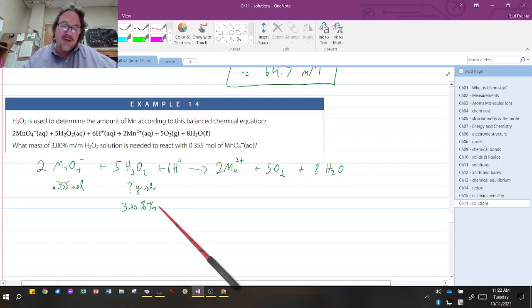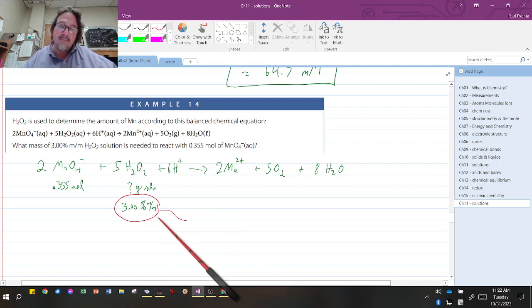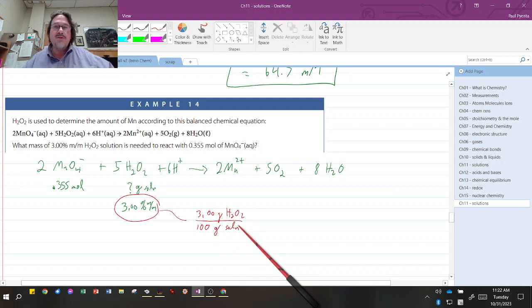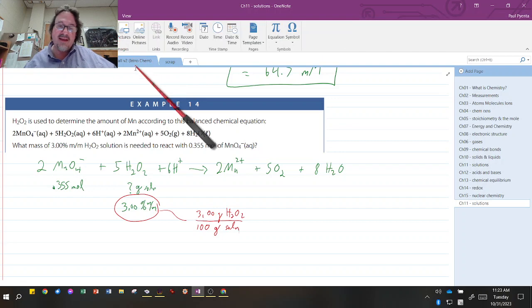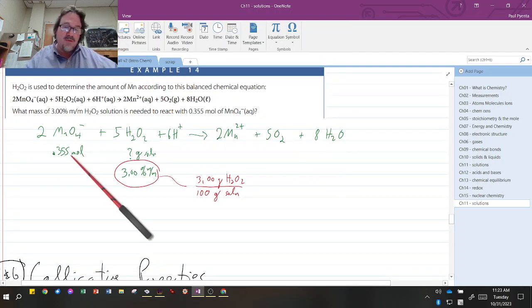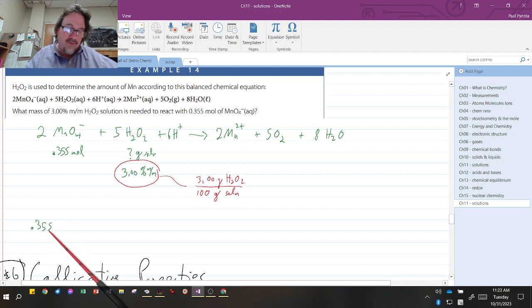I've got a concentration here. Let's go ahead and interpret what that means. This is a percent by mass, so that means 3.00 grams of the solute, H2O2, per, and this is a percent, so that means per 100 grams of the solution. So now I can use that as a conversion to go between grams of peroxide and grams of the solution. And that should be pretty much everything I need now to solve this problem. Start with what you know. 0.355 moles of MnO4 permanganate.